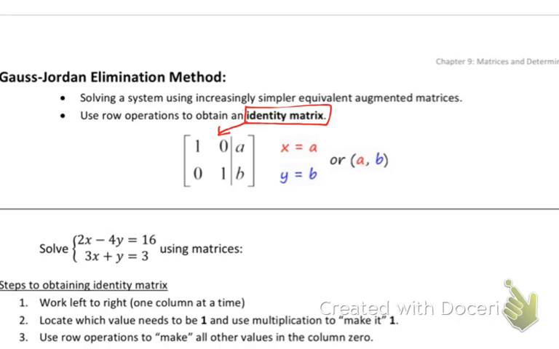Okay, so if I had a 3 by 3 matrix, I'm going to do another example. The identity matrix would be a diagonal of 1s and everything else would be zeros. That also is an identity matrix.